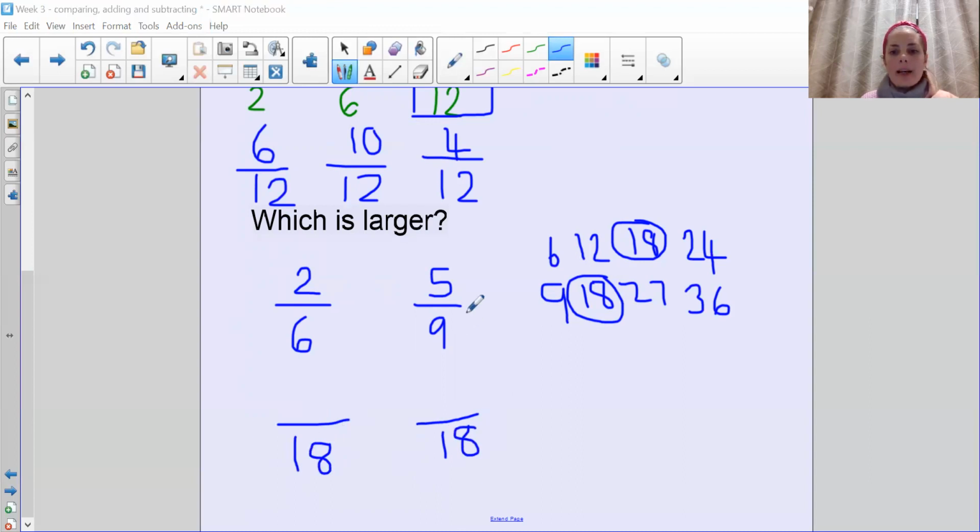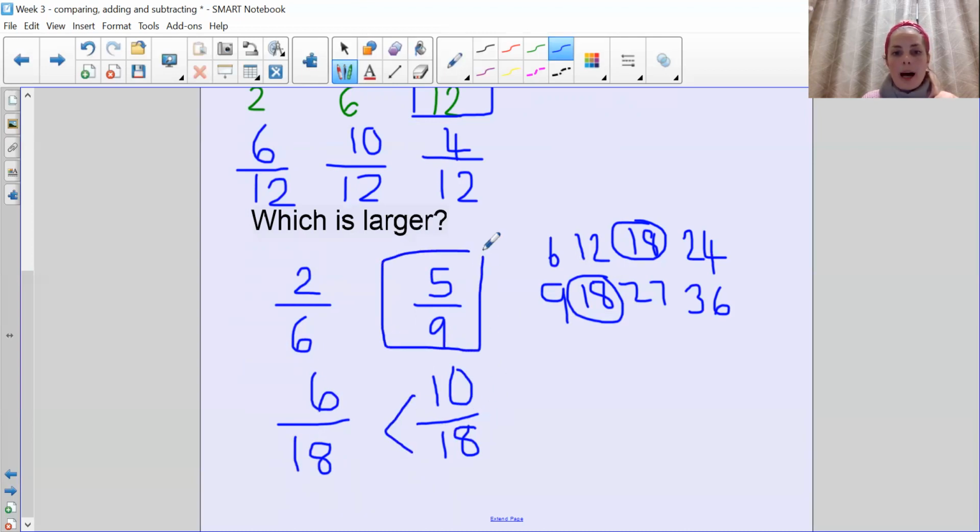Right, and then I say, 9 times what gives me 18? 9 times 2. So I'm going to say 5 times 2, which is 10. Then I say 6 times what gives me 18? 6 times 3. So I'm going to say 2 times 3 is 6. And now I can see that 10/18 is larger. So I'm going to write 5/9 as my answer.